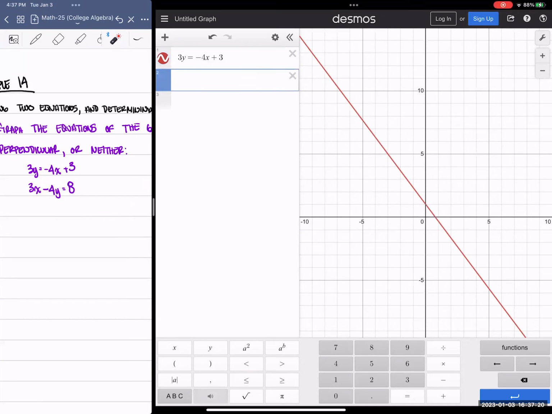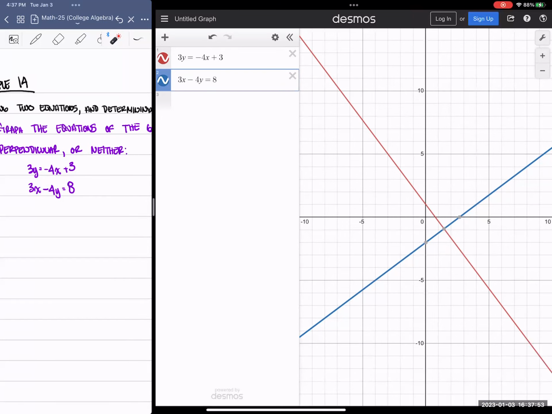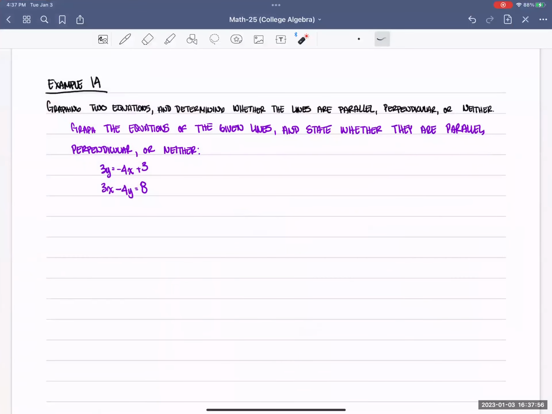Let's move on to the other one. 3x minus 4y is equal to 8. All right, graphing these two, they look like they might possibly be perpendicular. And what perpendicular means is that we have a 90-degree angle between all four corners where the two lines meet. So the way we could find that out is instead of graphing it, we could actually compute it.